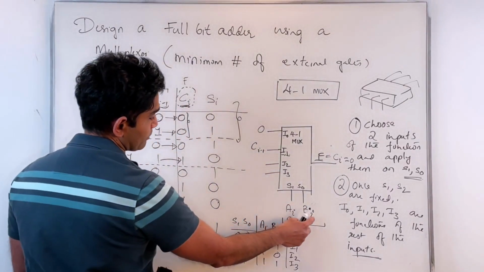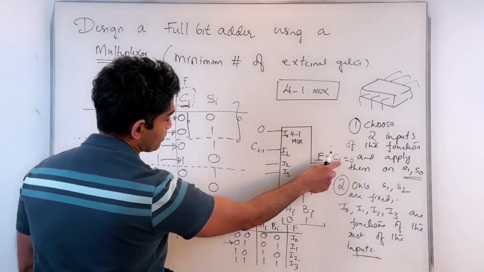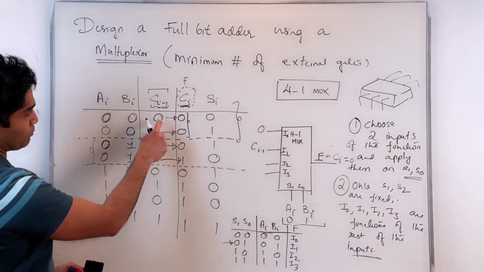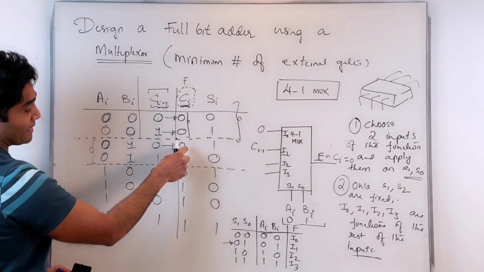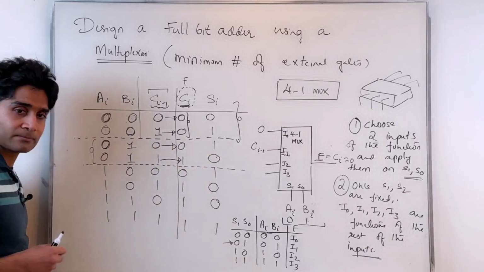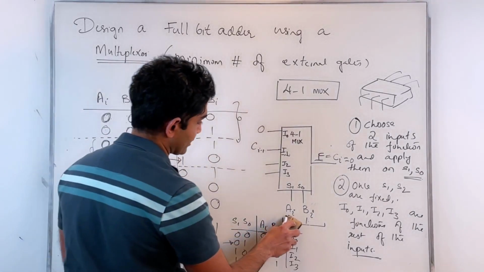In other words, if I apply Ci minus 1 here, when Ai and Bi are 0, 1, I1 is being routed to the output. When I1 is routed to the output, that is, if I apply Ci minus 1 on I1, then I will get the right Ci. All right. Let's look at the other possibility now.